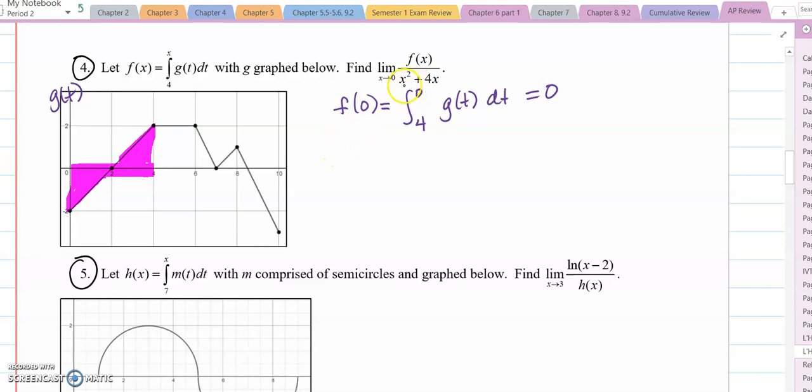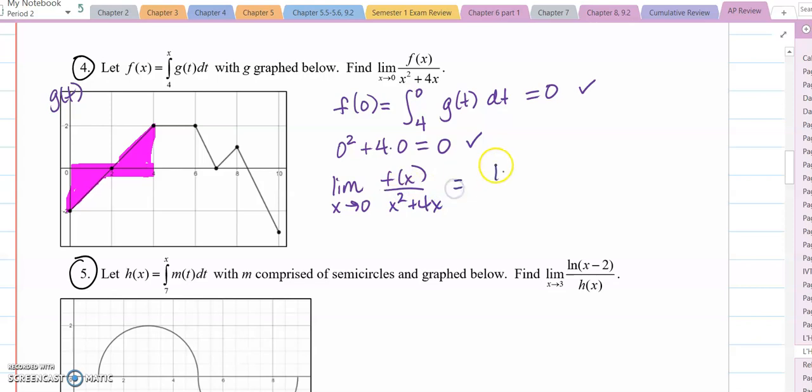The next part I need to evaluate is the x squared plus 4x at 0. So 0 squared plus 4 times 0 is 0. So we've met our conditions of L'Hopital's rule. I think it's important to say that the theorem is the limit as x goes to 0 of f over x squared plus 4x is equal to the limit of the derivatives. So 2x plus 4.